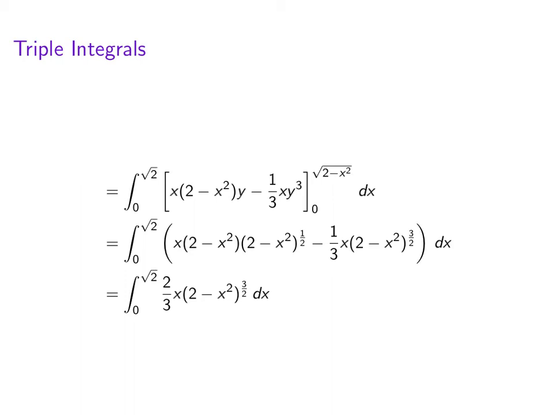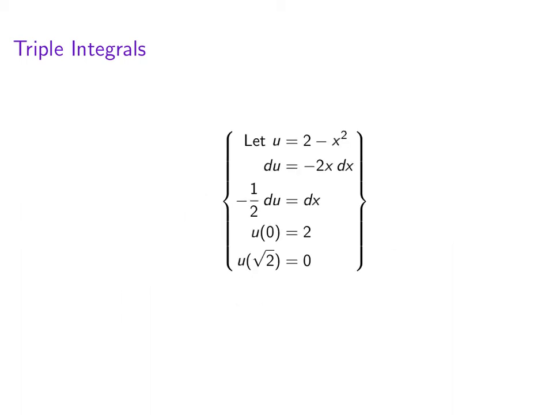So we're going to integrate from 0 to root 2 of 2/3 x times 2 minus x squared to the 3/2 power. We'll make a substitution to finish the integral. We'll substitute u for 2 minus x squared, so du is minus 2x dx. Change the limits of integration, we'll get 2 and 0. After putting in everything with the substitution, we get the integral from 2 to 0 of 2/3 u to the 3/2 times minus 1/2 du.